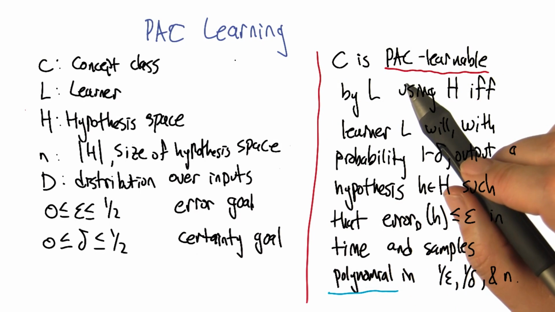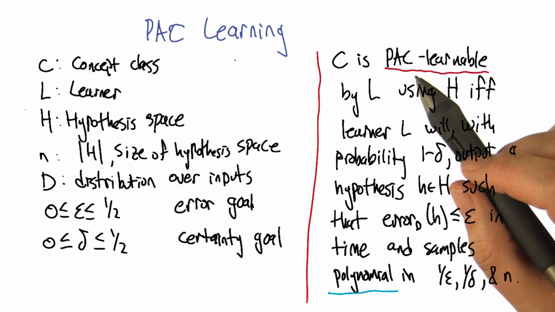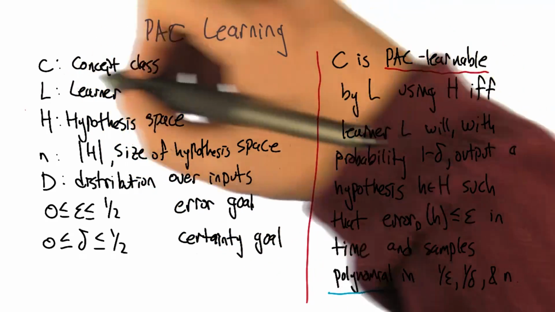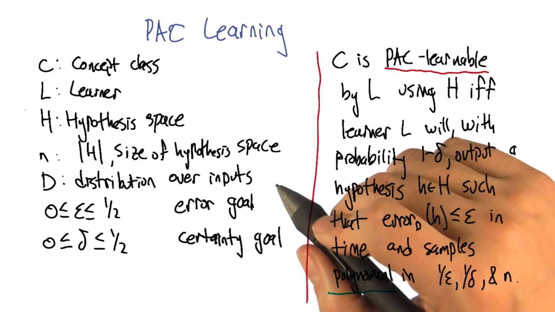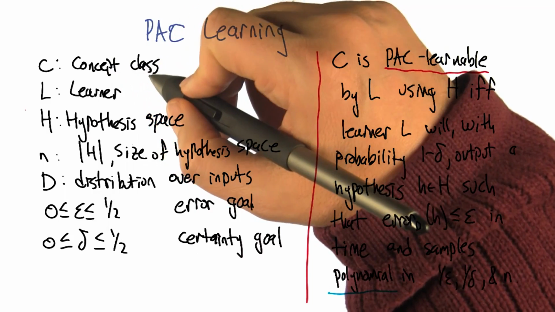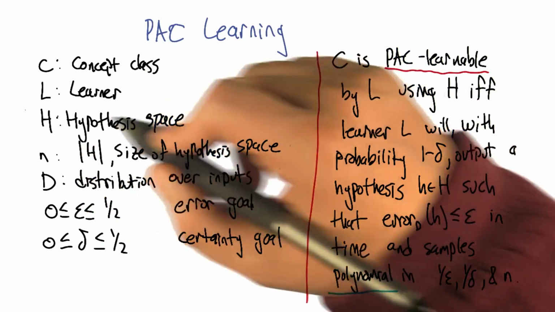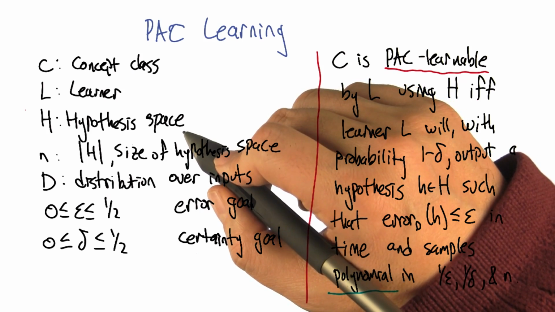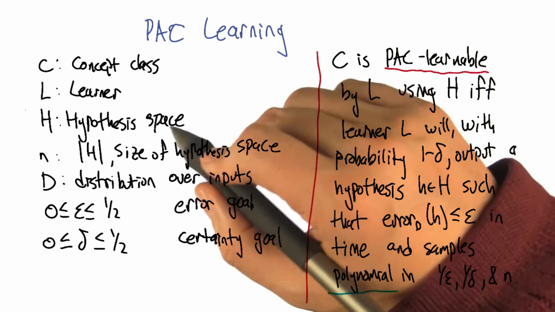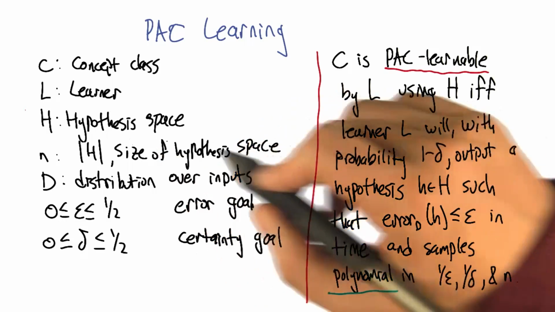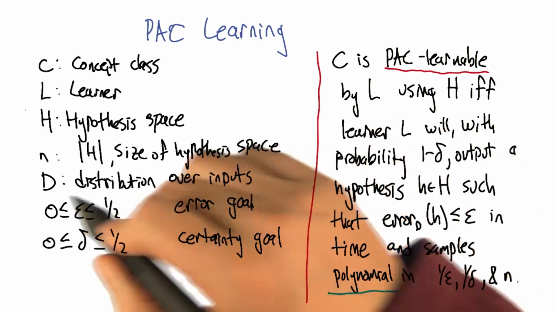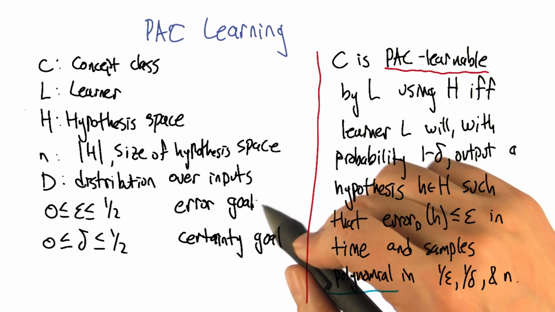All right, with just a couple more definitions, we'll be able to finally nail down what PAC learning is. So let's consider a concept class C, that is to say the set from which the concept that we're trying to learn comes from. L is our learner. H is the hypothesis space, so it's the set of mappings that the learner is going to consider. N is going to be the size of that space, so kind of the space of the hypotheses that are being considered. D is that distribution of inputs like we looked at before.